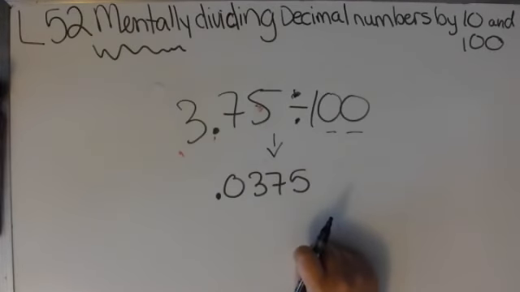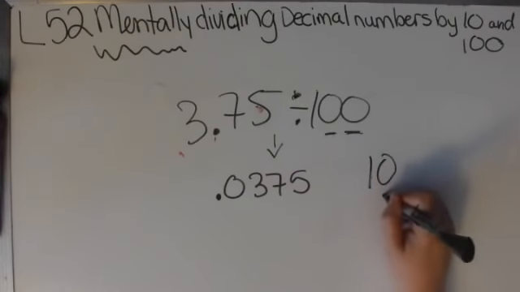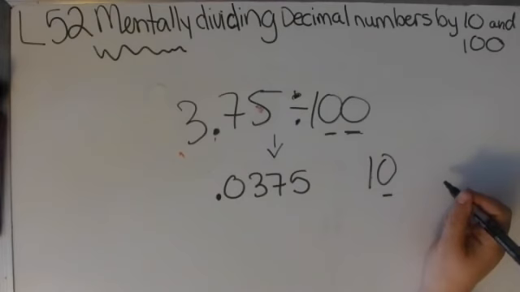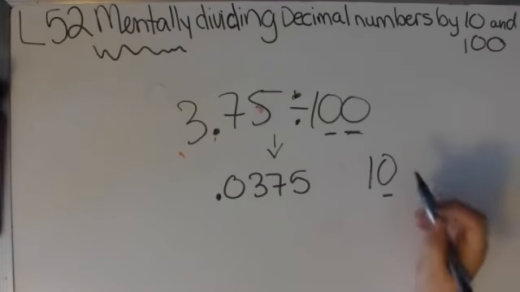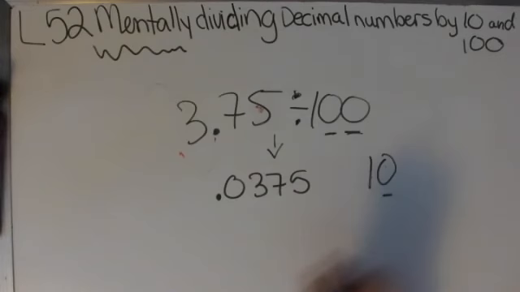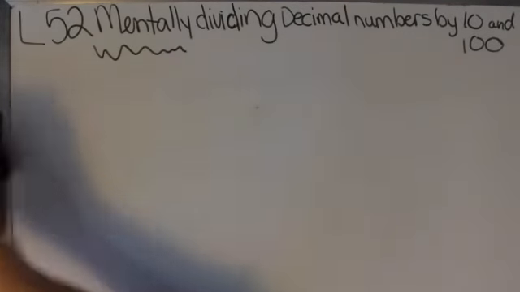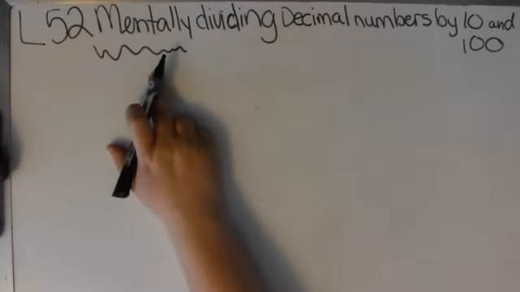Okay, that is mentally dividing decimal numbers. If it is 100, it is moving 2 places. If it is 10, it is moving 1 place. If it was 1,000, it would be 3 places because you're moving the decimal however many zeros you have. And again, for this lesson particularly, it wants you to do it mentally, which means it wants you to do it completely inside your head.